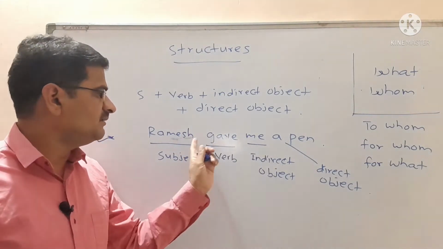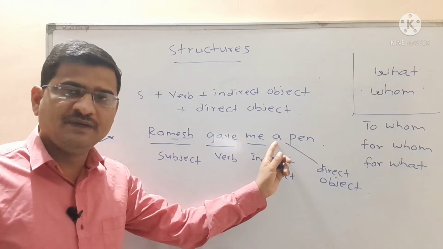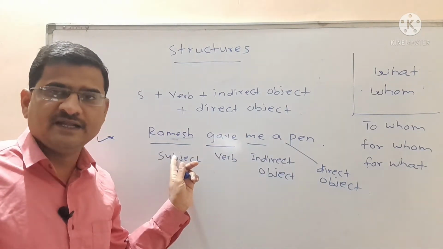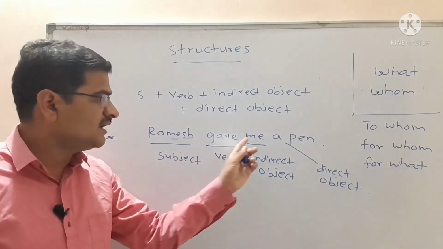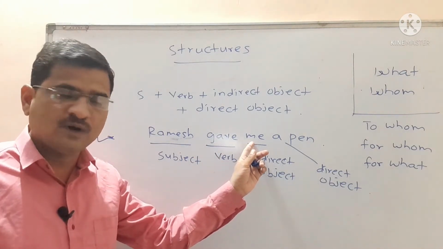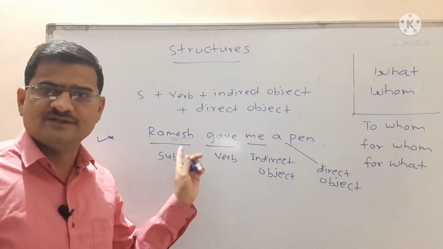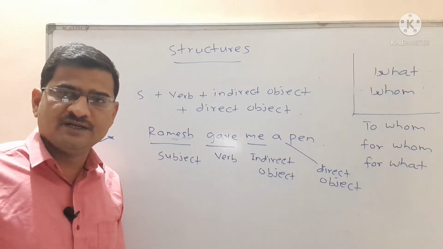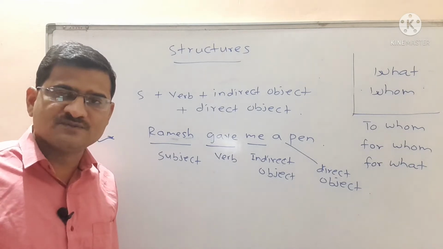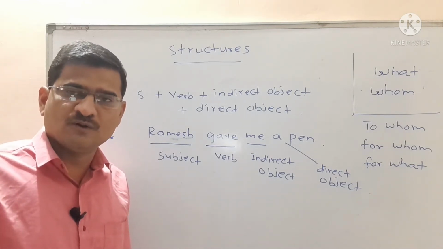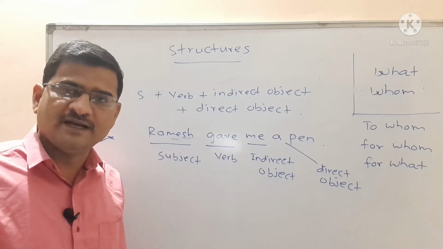See here, Ramesh gave me a pen. A pen was given to me by Ramesh. You can take an indirect object at the beginning. Me will get converted into I. I was given a pen by Ramesh. This is very simple. You need to read these kinds of sentences every now and then. You need to do a lot of practice in order to be good at English.